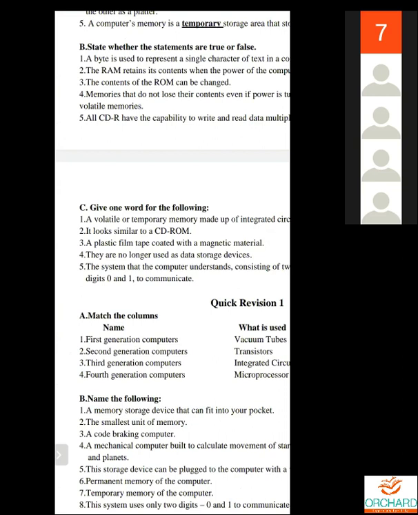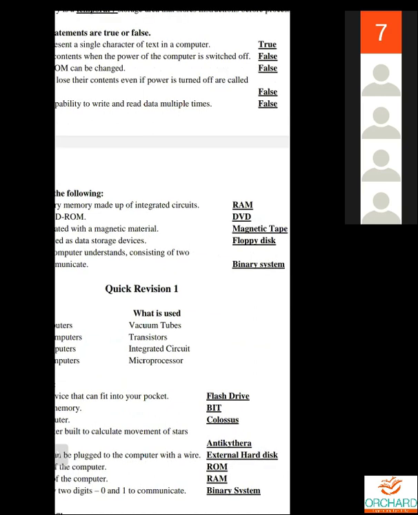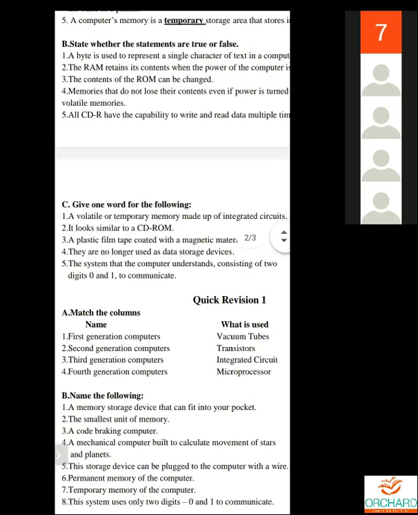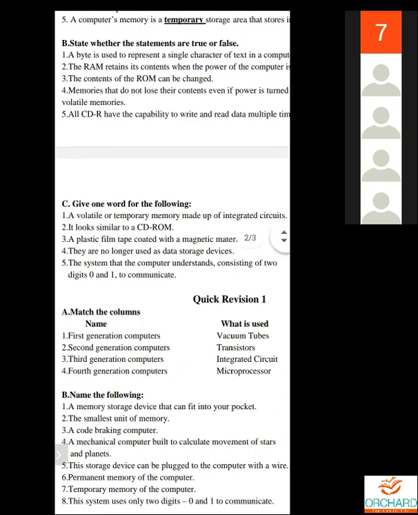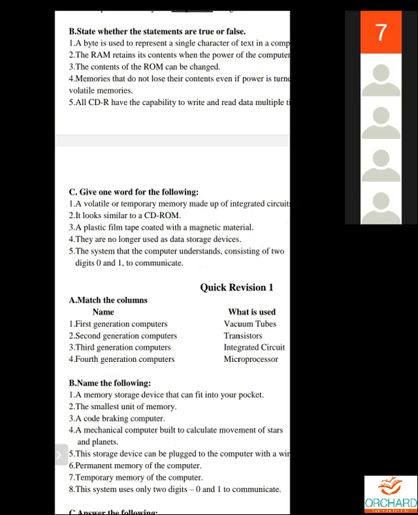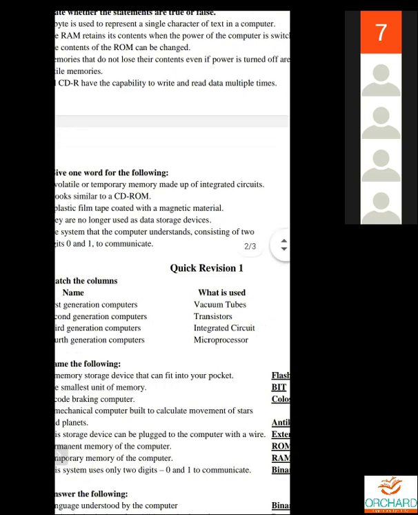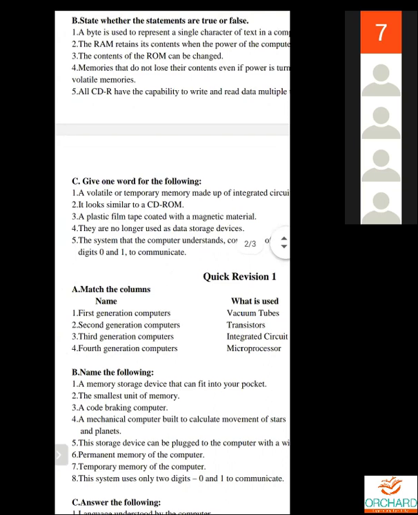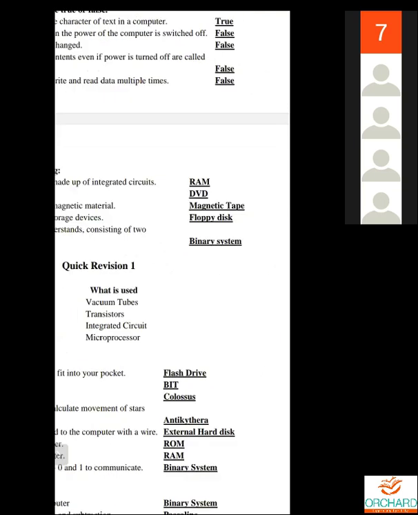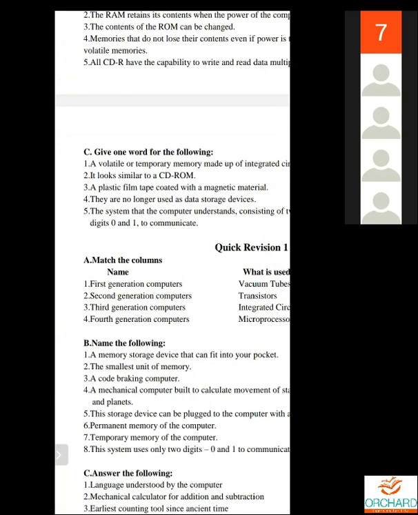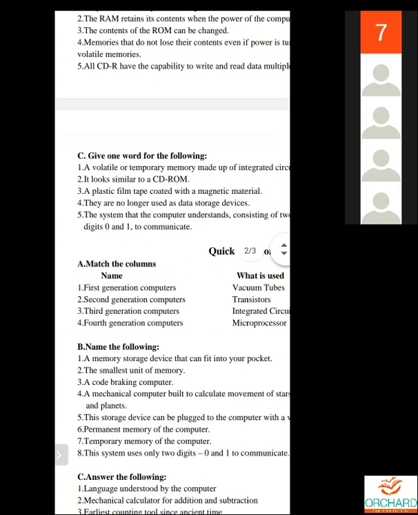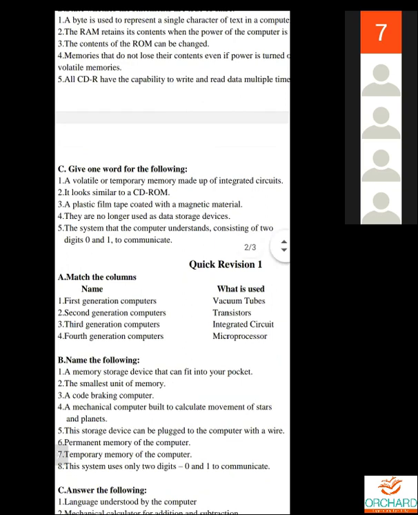I'm repeating it once again. A volatile or temporary memory made up of integrated circuits is RAM. RAM stands for random access memory. Second one, it looks similar to a CD-ROM, that is DVD, digital versatile disk. Third one, a plastic film tape coated with a magnetic material is magnetic tape. Fourth one, they are no longer used as data storage devices, that is floppy disk, because of its capacity. Fifth one, the system that the computer understands consisting of two digits, zeros and ones, to communicate is binary system.